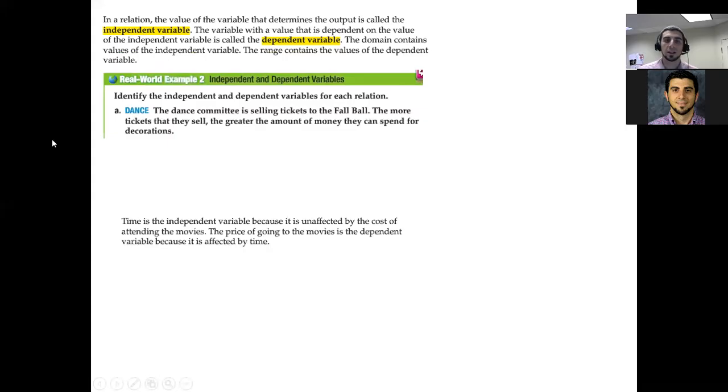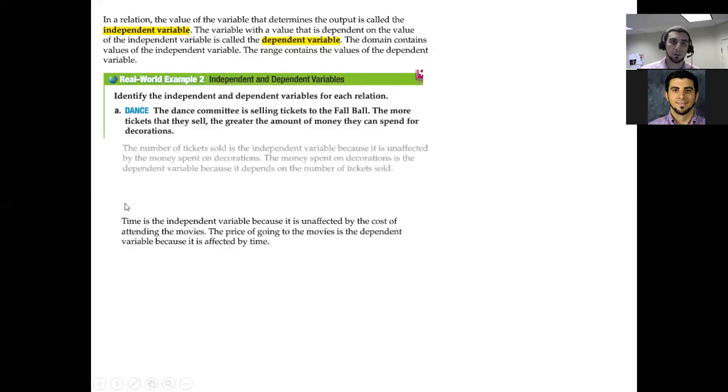The dance committee is selling tickets to the fall ball. The more tickets that they sell, the greater the amount of money they can spend for decorations. So the number of tickets sold would be the independent variable because it's unaffected by the money spent on decorations. The money spent on decorations is the dependent variable because it depends on the number of tickets sold. That's kind of how you can think about it in this problem.